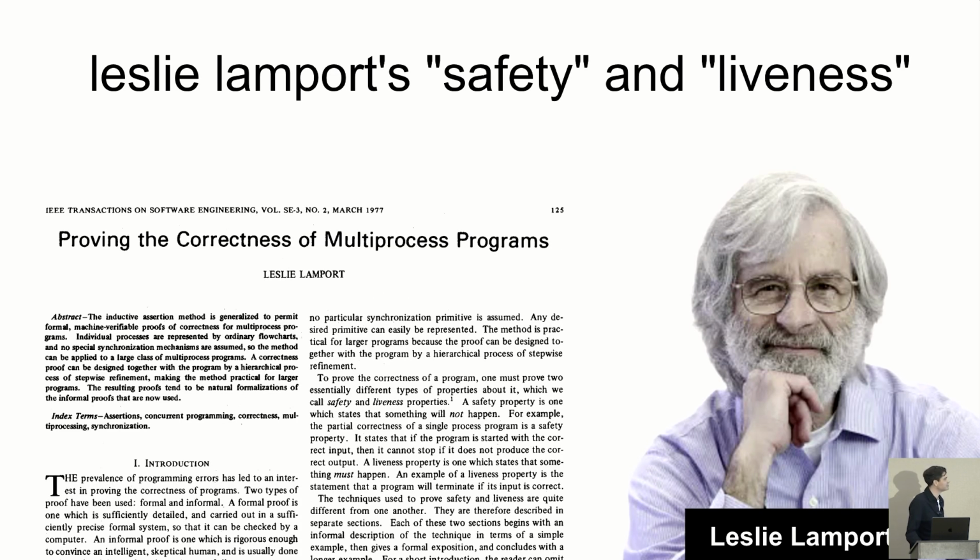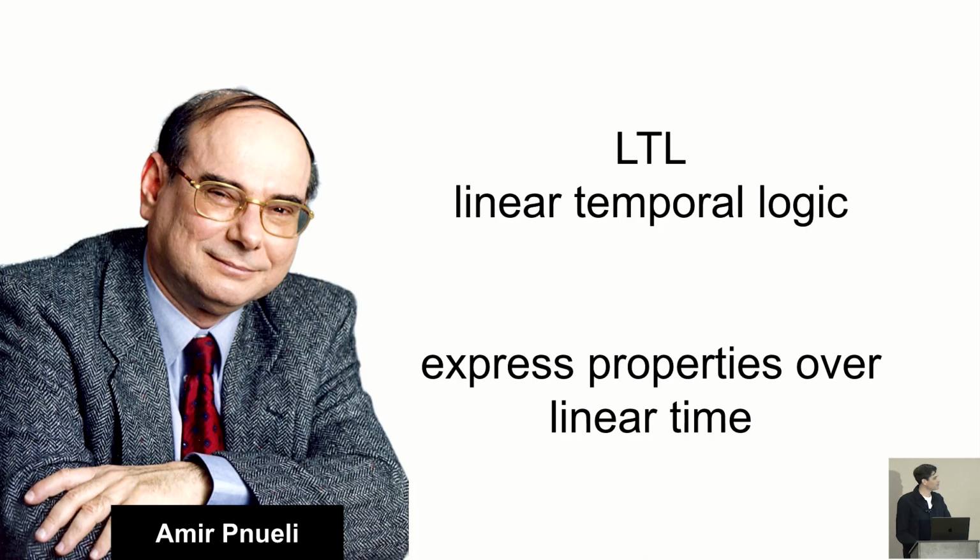In the late 70s, Lamport came up with the idea of safety and liveness. These are two interesting properties that you say, well, hey, I might want to describe properties of a program, and I'm going to describe them in a specific way. But still, people were thinking, okay, well, I have to produce a proof for the program? How am I going to do this? Thankfully, in the same year, Amir Pnueli came up with the concept of linear temporal logic, otherwise known as LTL. And this expresses properties over linear time.